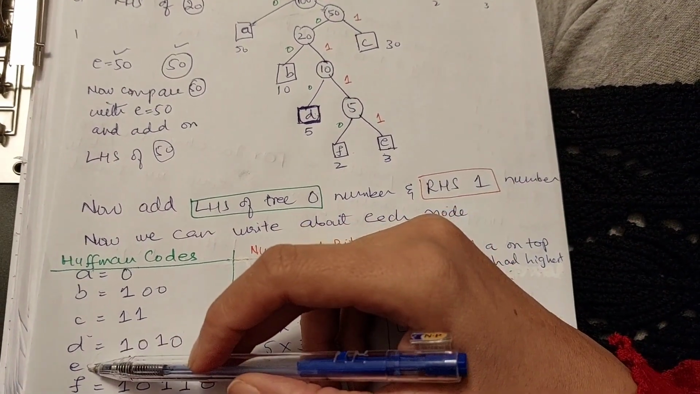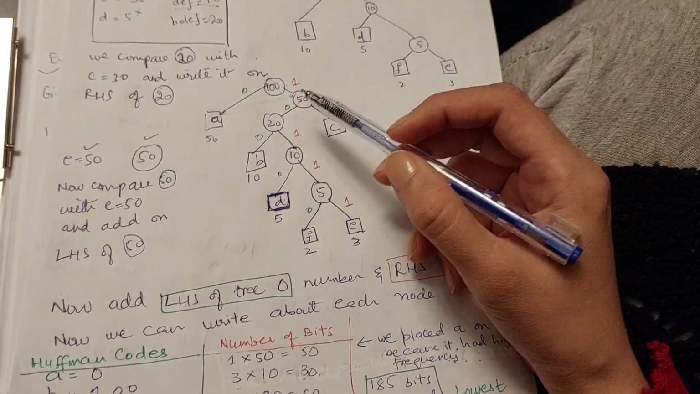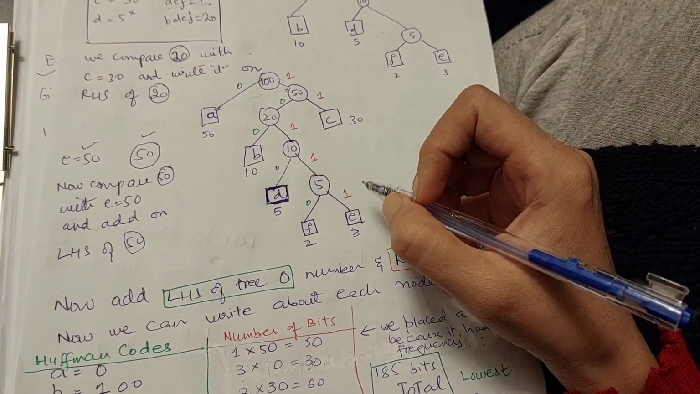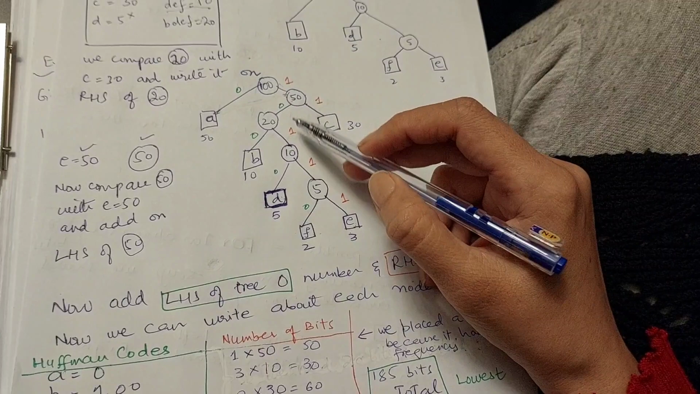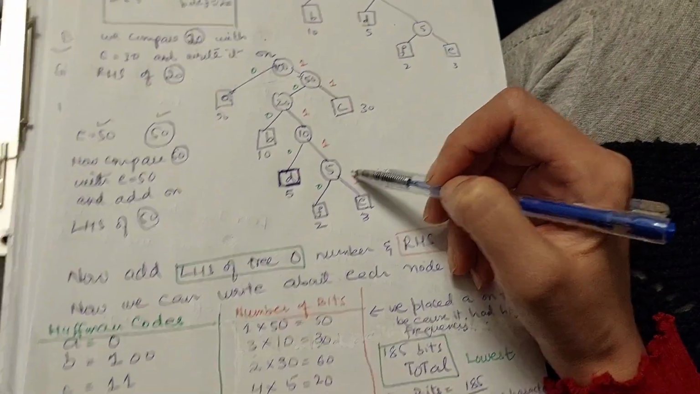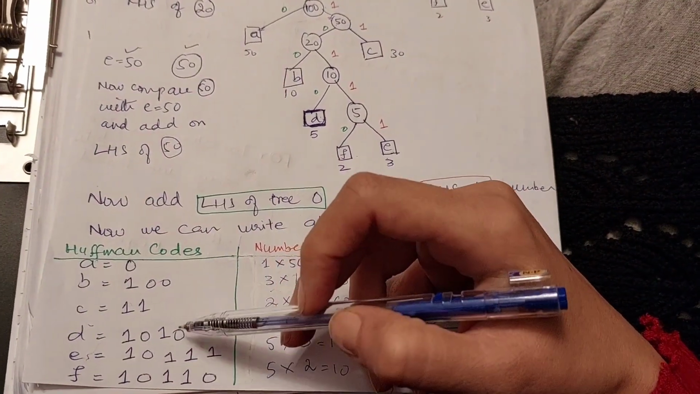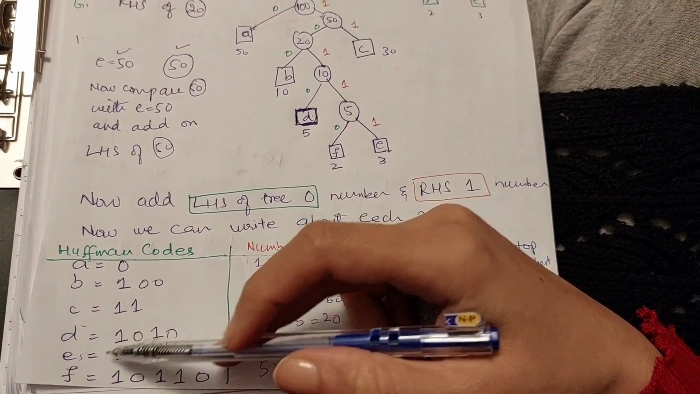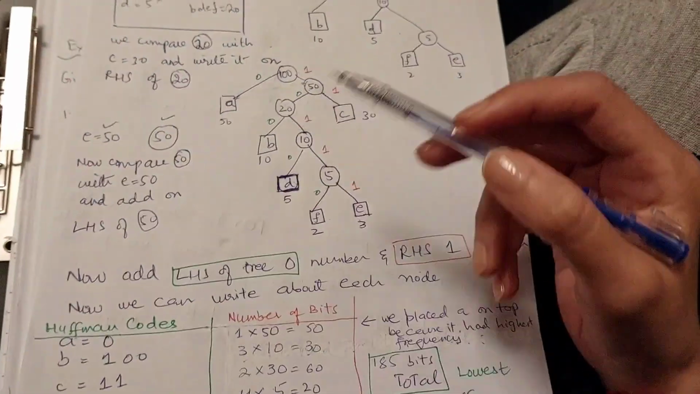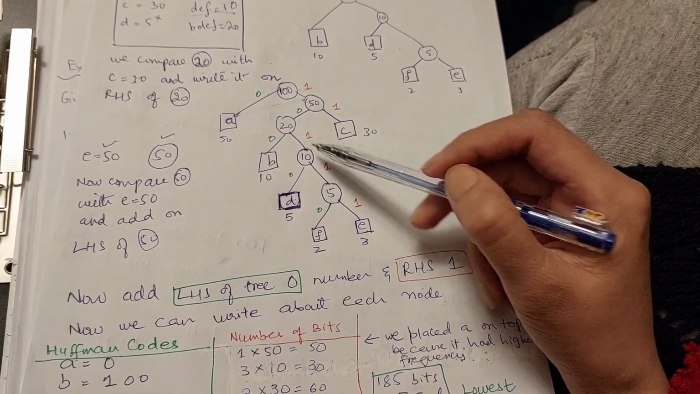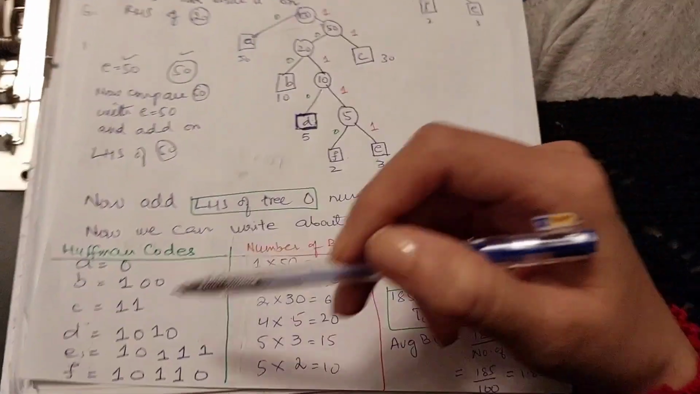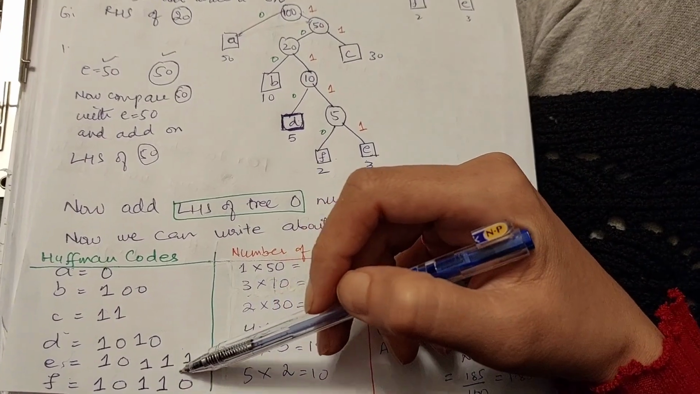Okay, so what is the value or Huffman code for E? You can see that E is over here. So you will get 1 0 1 1 and 1. So you have written 1 0 1 1 and 1. And in the last, what is the value for F? So you get 1 0 1 1 and 0.